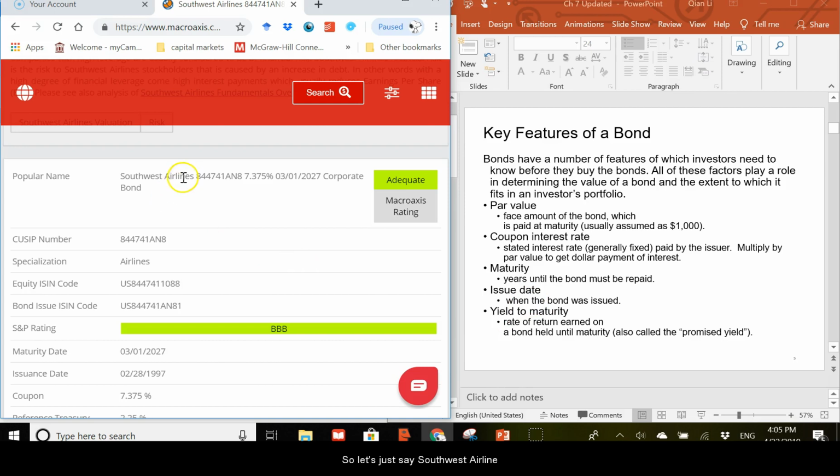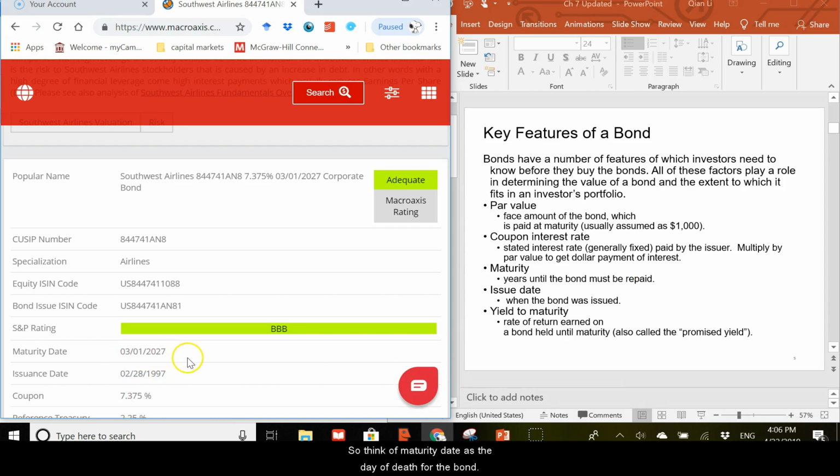So let's just say Southwest Airlines issued a bond back in 1997. That's a long time ago. And we have the issue date. That's when the bond was issued. So back in end of February of 1997, they issued the bond. And the bond is going to mature by March 1st of 2027. That's the maturity date. So this is a 30-year bond. The bond had a maturity of 30 years in total.